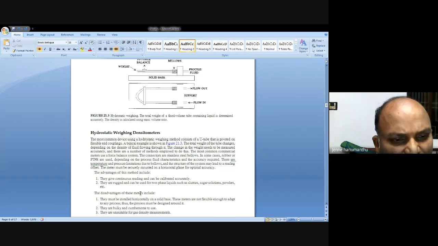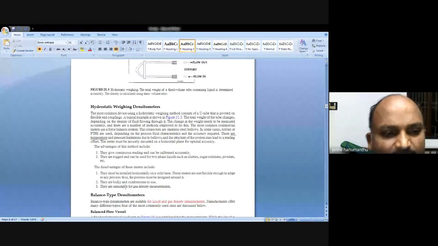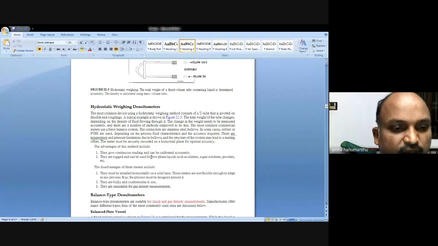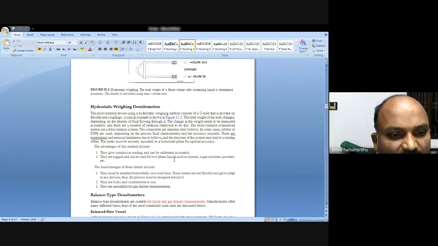There are some advantages in this. It gives very accurate values, and in slurries, sugar solutions and powders, this method is very much useful.